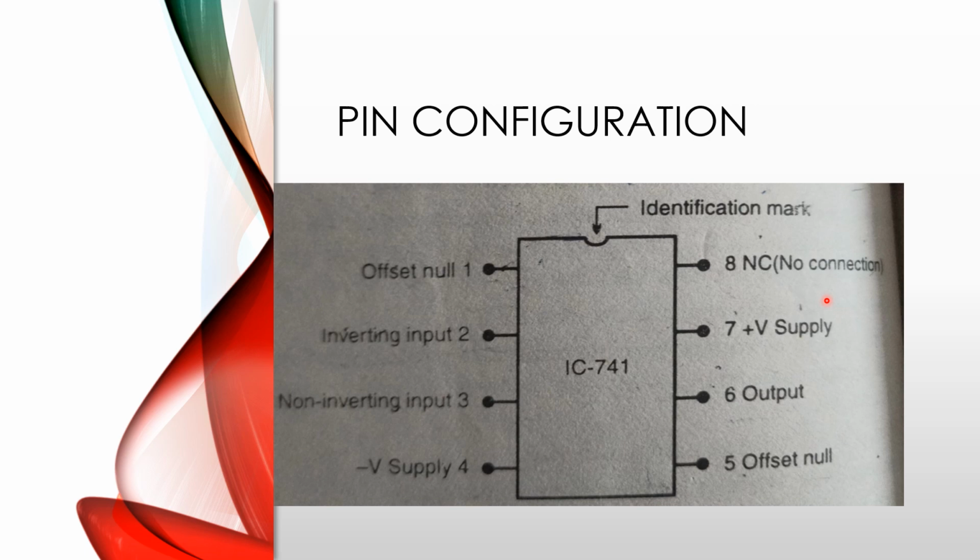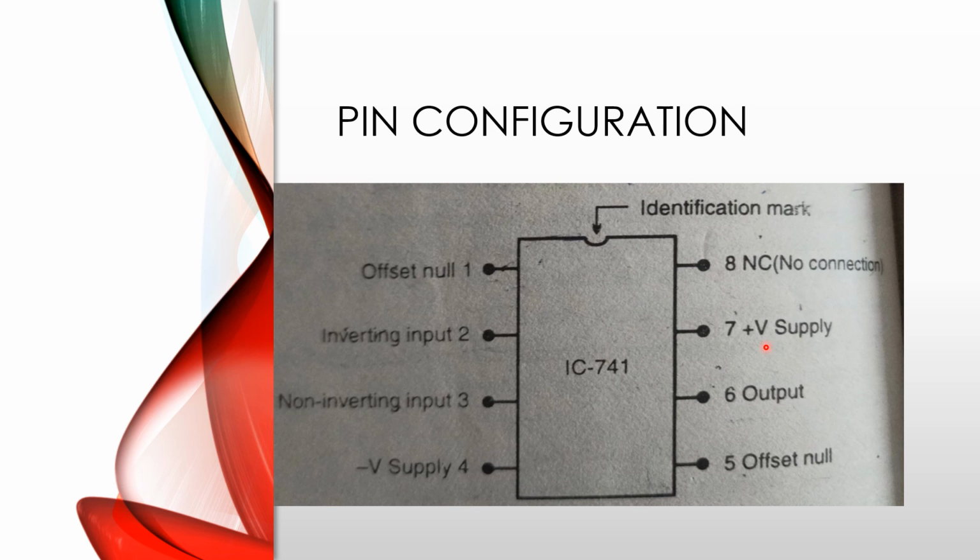When we use plus minus 12 volt, negative 12 volt is applied to terminal 4 of this IC, and positive 12 volt is applied to terminal 7 of this IC chip. Or if we apply plus minus 15 volt, then negative 15 volt is applied to pin number 4, and positive 15 volt is applied to pin number 7. So this is the pin configuration of the IC741.